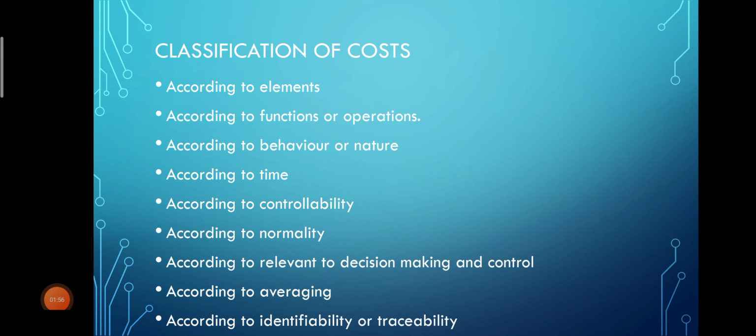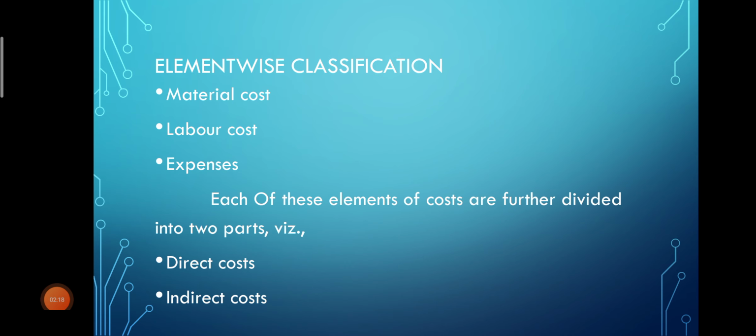Suppose there is a theory question on this chapter, then usually they will ask on classification of cost. This has appeared twice in the question paper. You will have to explain all these classifications. Okay, now the first classification we are going to see in detail is element wise classification.